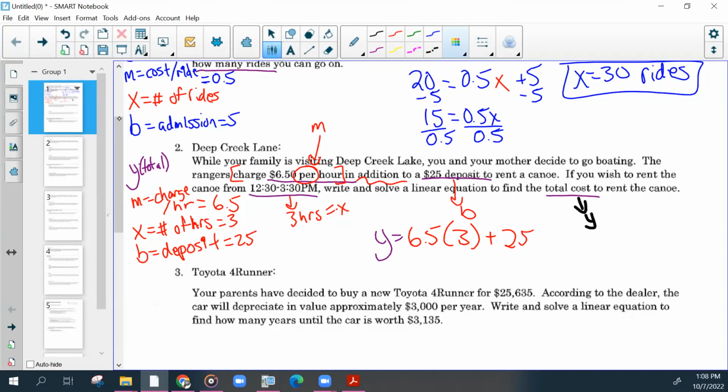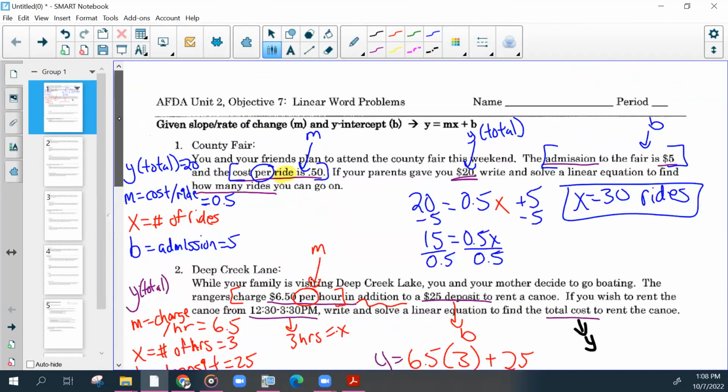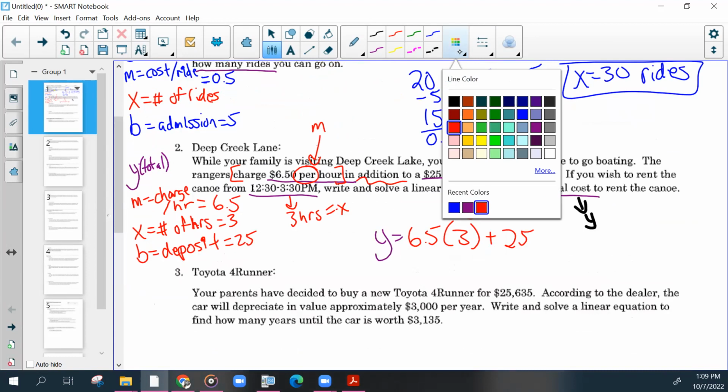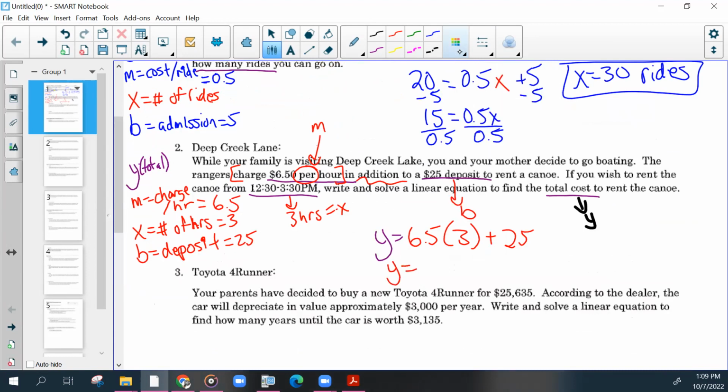We know we're adding 25 because it says in addition to. The first one we did, the reason we added 5 is because you have to pay for admission as well as the price of each ride. So that would be an and situation. Then we could start multiplying. So y equals 19.5 plus 25, add that all up, and we get y equals 44.5. Again, we need some sort of labeling. Since y is the total cost, your labeling here would just be in dollars. $44.50 would be our final answer for that one.